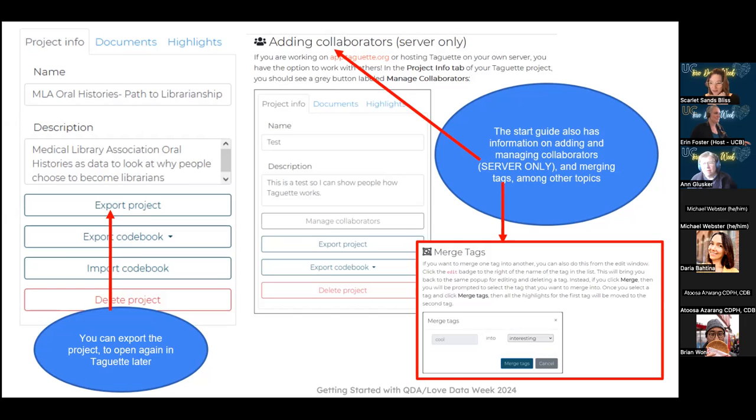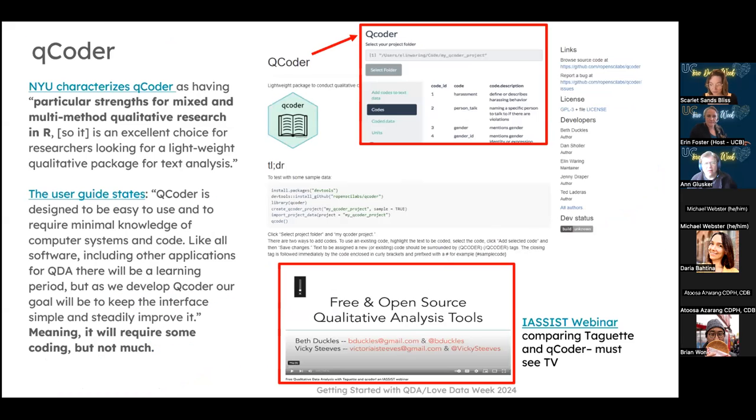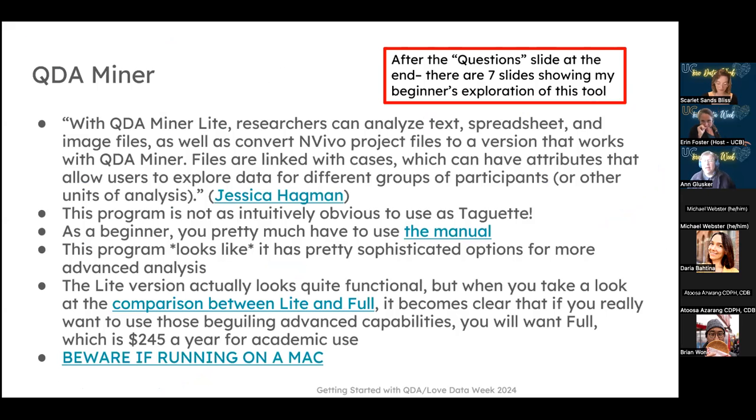Okay, so here we go. So that was Taguette. Oh, sorry. Next I'm going to quickly touch on QDA Miner Lite. As you can see from this description, researchers can analyze text, image files, convert in vivo project files, et cetera, et cetera.